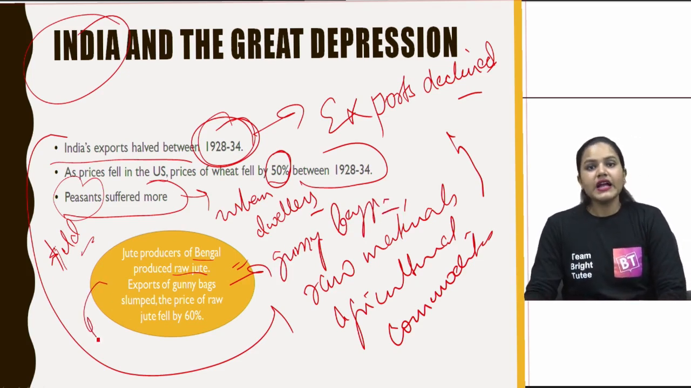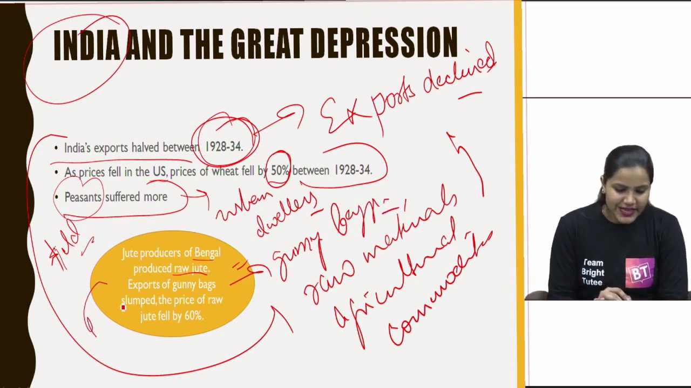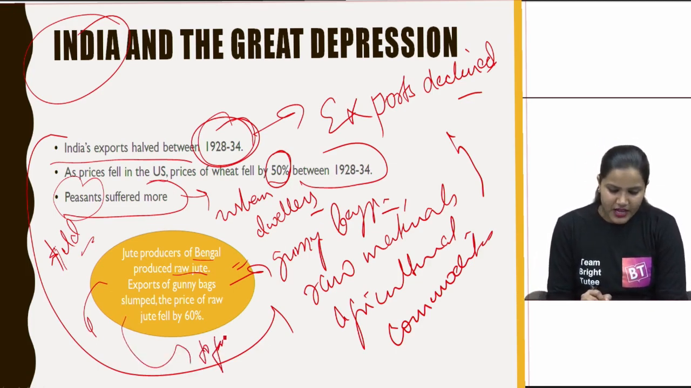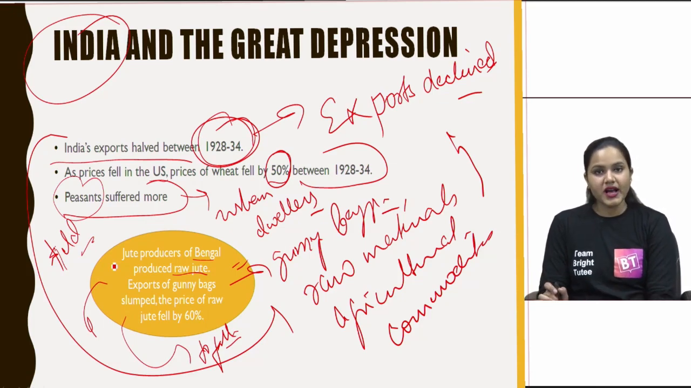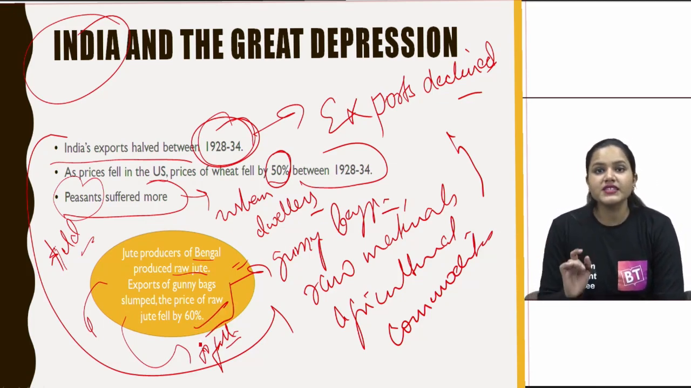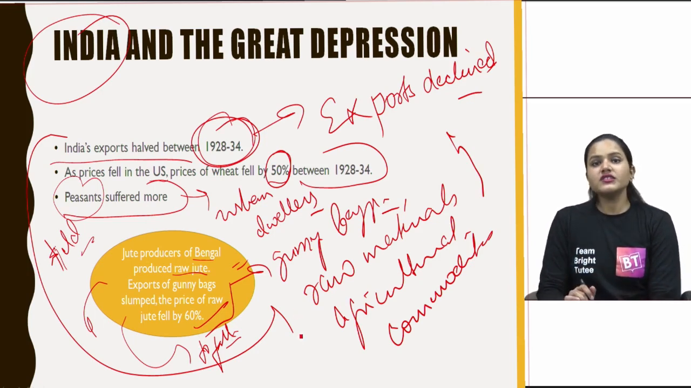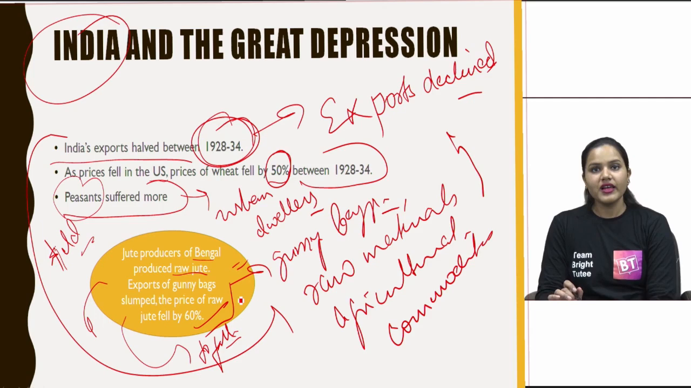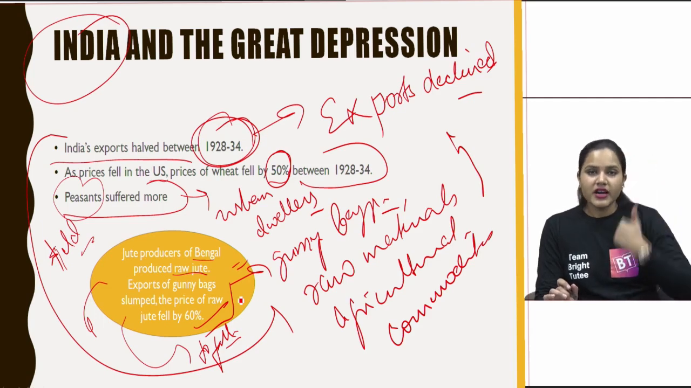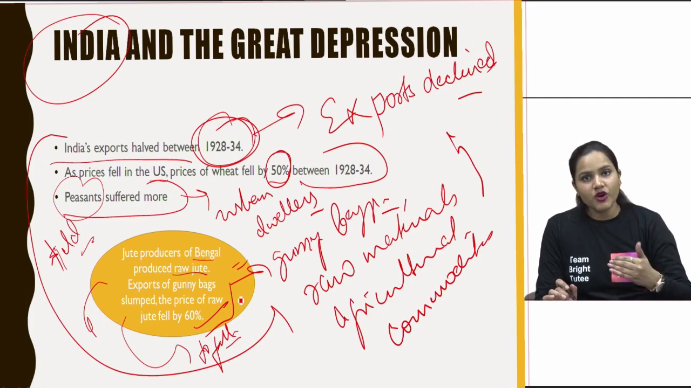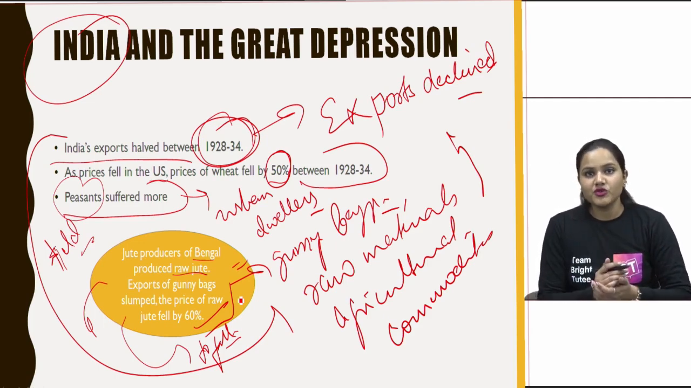Now, what are we seeing? That the exports of gunny bags slumped. Slumped here means to fall. So basically the export of gunny bags fell, and the prices of raw jute fell by 60%. Now imagine the situation of these jute peasants or producers of Bengal. They can't send these gunny bags, right? And the prices of raw jute are also falling down. Now what are they going to do?